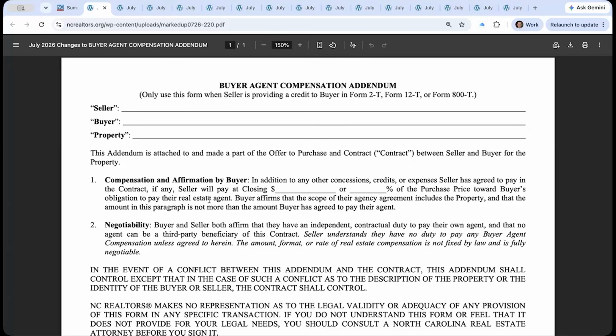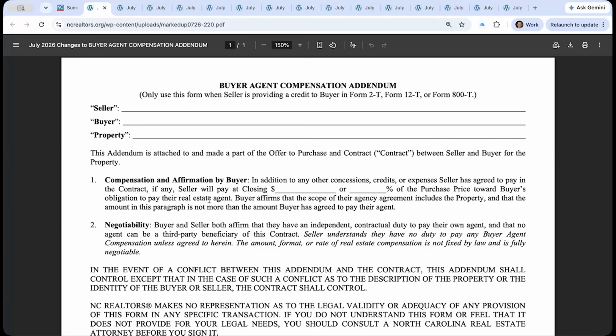But there's a total amount of seller concessions, and then you identify how much of those seller concessions are actually for the seller to pay the buyer agent and go toward the buyer agent fees. So that is new Form 220. You can see it's got a lot of things that are not in the other form, like there's not an end date anymore in paragraph 3. There is no paragraph 3.